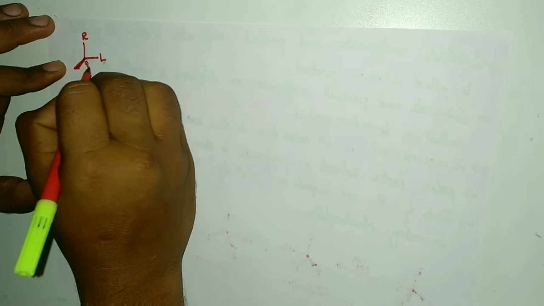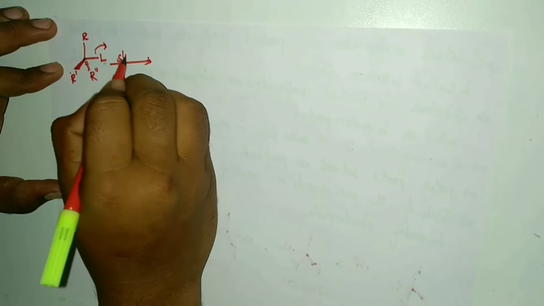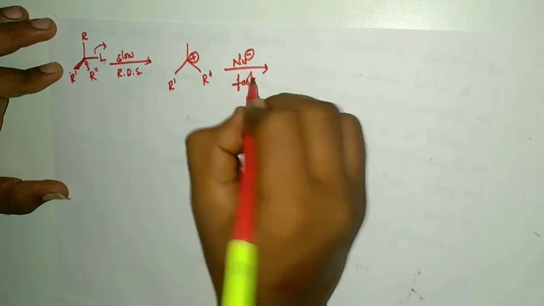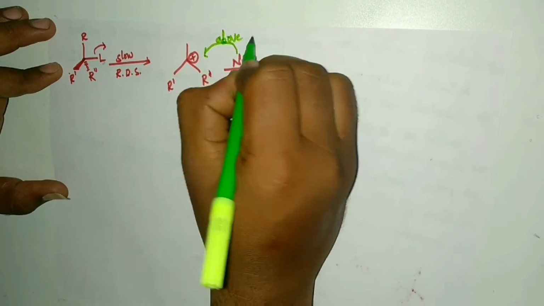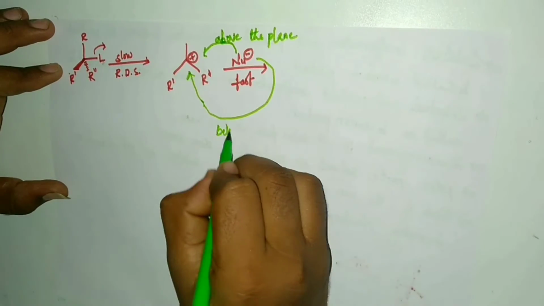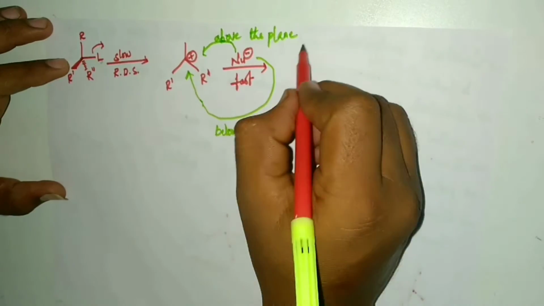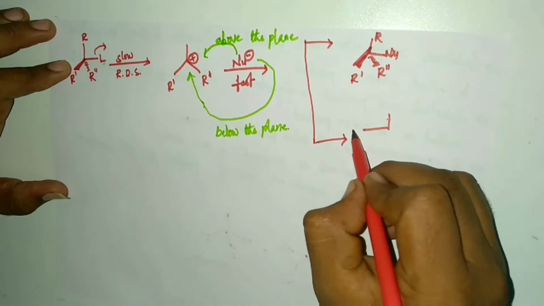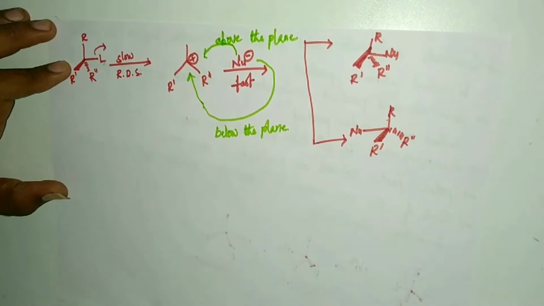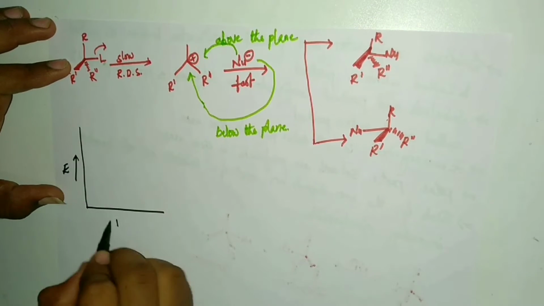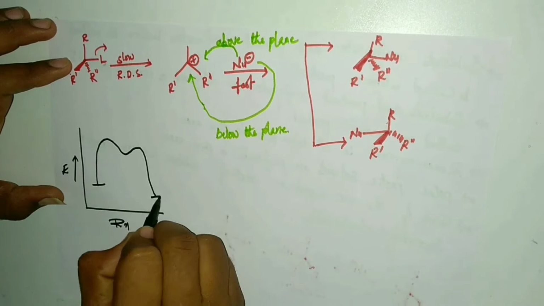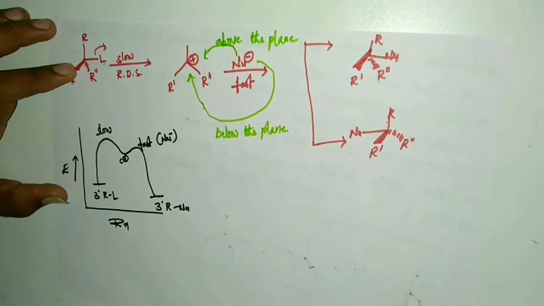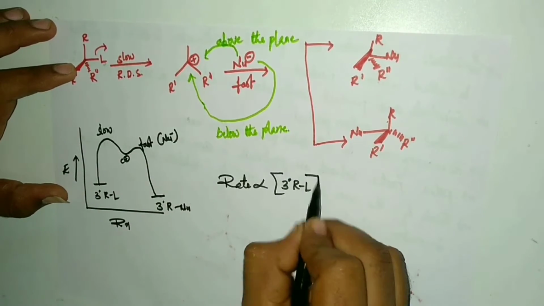In another example, with the leaving nucleophile, the first step is the slow step and it is the rate determining step. Then, at the carbocation, the nucleophile may occupy its place above the plane or below the plane. It can give the retention product and also the inversion product. Here is the graph for the tertiary substrate: slow step carbocation, fast step, and the rate is directly proportional to the substrate.